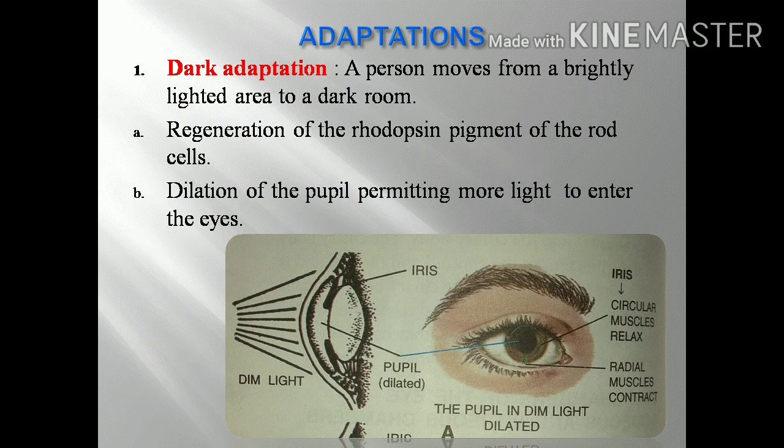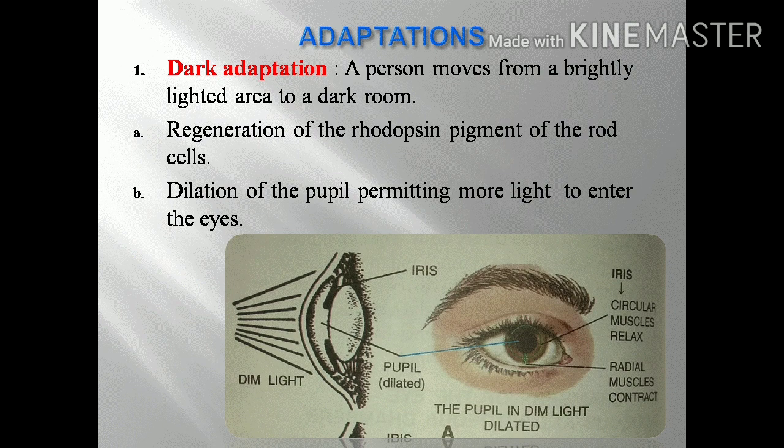Second, dilation of the pupil takes place. When we enter from a brightly lighted area to a dark room, the dilation of the pupil takes place. It permits more light to enter the eye. It allows a greater amount of light rays to enter the eye, because when we are in a dark room, it requires more light rays to form the image.